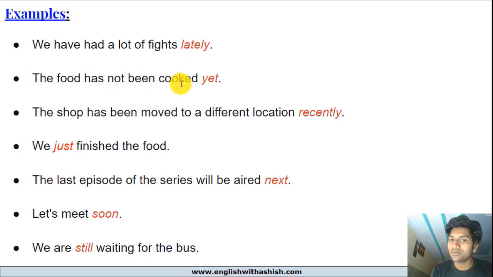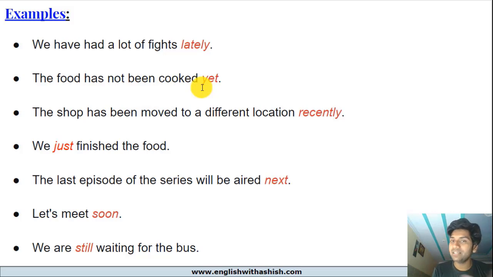The food has not been cooked yet. When? Yet. So if something was supposed to happen in the past, some time back, it didn't happen at that particular point in time in the past. But it has also not happened in the present. In the present also, it has not been done. You'll use yet to refer to this particular point. The food has not been cooked yet.